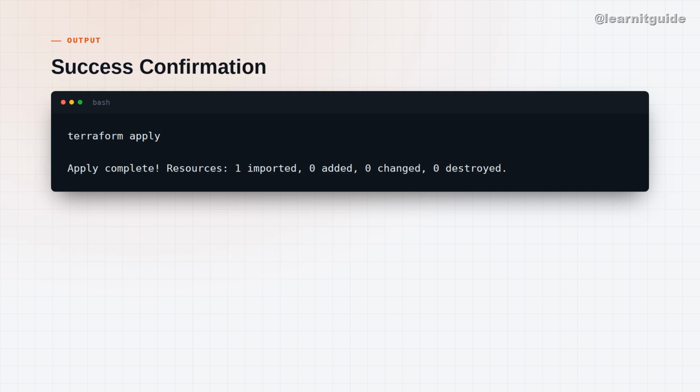From this moment forward, any changes made in the console will be detected as drift by your future plans, effectively ending the period of manual unmanaged changes.